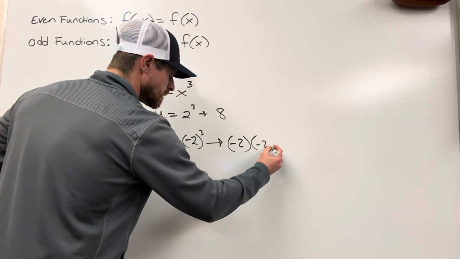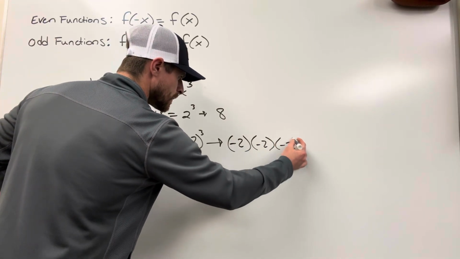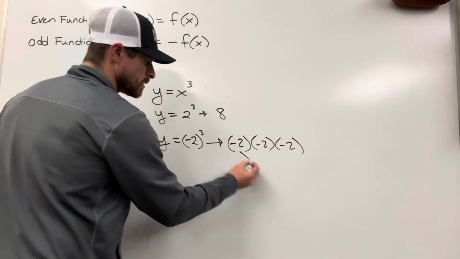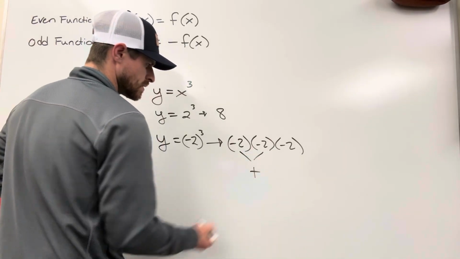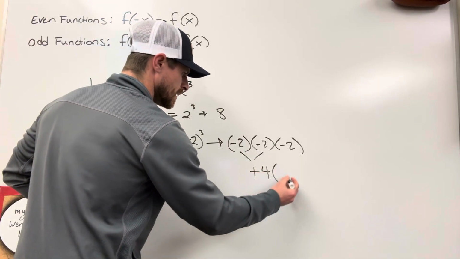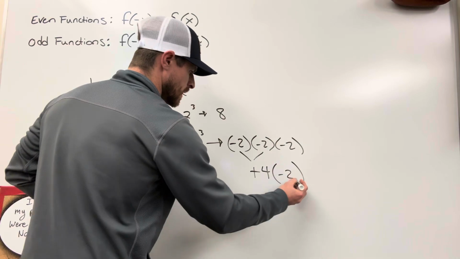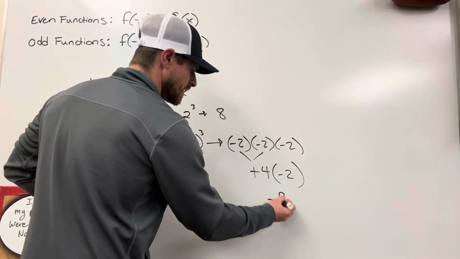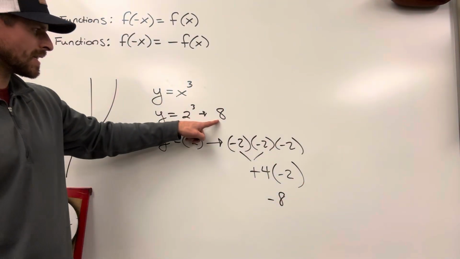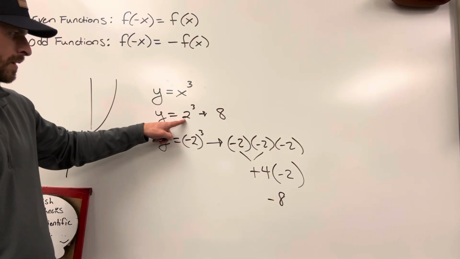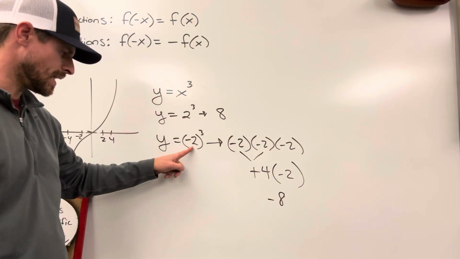A negative 2 times a negative 2 times a negative 2. Well, because we have 3 of them, 2 negatives are going to make a positive. So we get positive 4 times negative 2. And a positive times a negative gives you a negative result. So if you look, we got positive 8 when we put positive 2 in. We got negative 8 when we put negative 2 in.